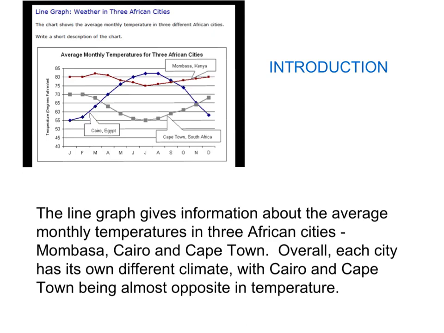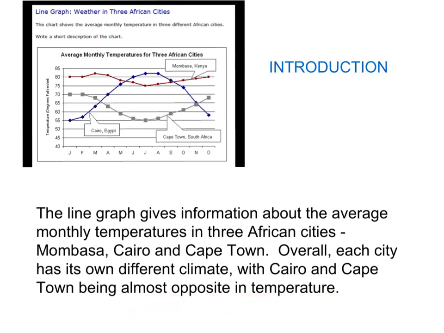This is a sample introduction with 2 sentences to describe the line graph. The line graph gives information about the average monthly temperatures in 3 African cities, Mombasa, Cairo, and Cape Town. Overall, each city has its own different climate, with Cairo and Cape Town being almost opposite in temperature.